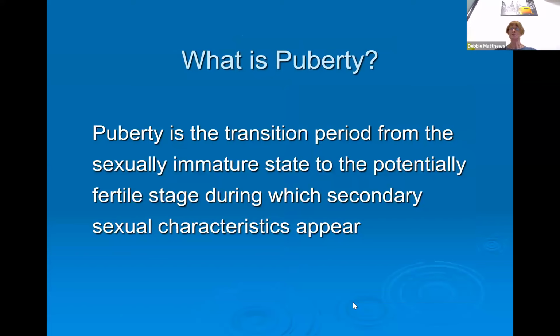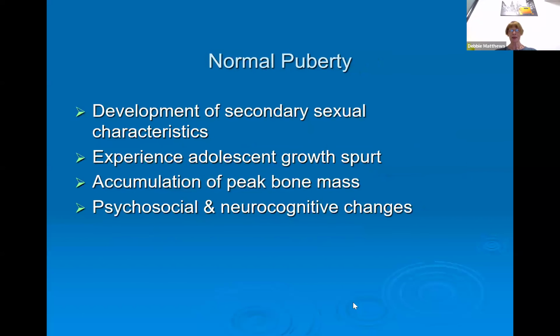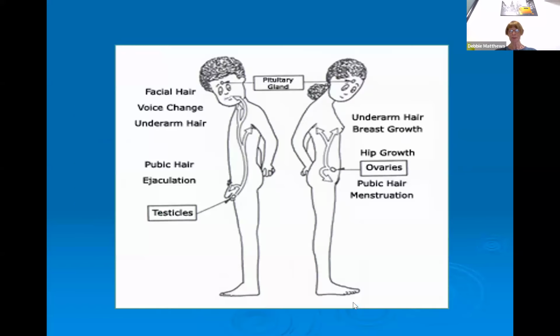So moving on then to puberty. What is normal puberty? Well, the definition is it's the transition period from the sexually immature state to the potentially fertile stage during which secondary sexual characteristics appear. And during this time, we have the development of secondary sexual characteristics, the adolescent growth spurt, the accumulation of bone mass to reach peak bone mass, and psychosocial and neurocognitive changes.